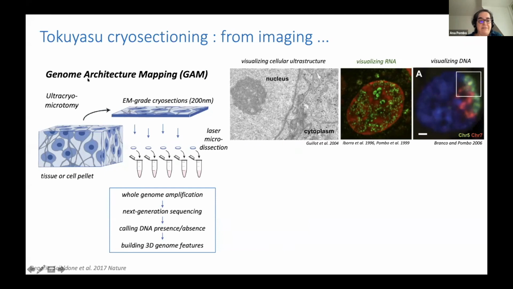In the first take of this method, we essentially extract all the genome content of the slices, and we ask which bits of the genome are more often appearing in the same slice. We do this first by extracting the DNA and doing whole genome amplification, sequencing, and then a lot of bioinformatic methods to decide whether a piece of DNA is or is not in the slice, followed by mathematical and statistical approaches to infer topology at the different scales.